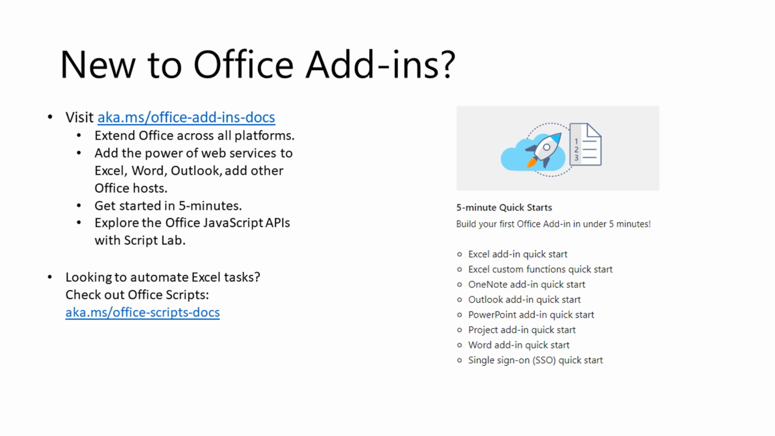Okay, so if you're new to Office add-ins, this slide has some links that can help you get started. The first link is to our documentation, where we have these 5-minute quick starts, which are a great way to jump in and see how it works and get started with something quick. We also have Script Lab, an add-in that gives you a little playground environment, and it comes with a lot of little samples you can run just to see how the code works. That way you don't have to set up a dev environment. You can just go try stuff out and see how it works.